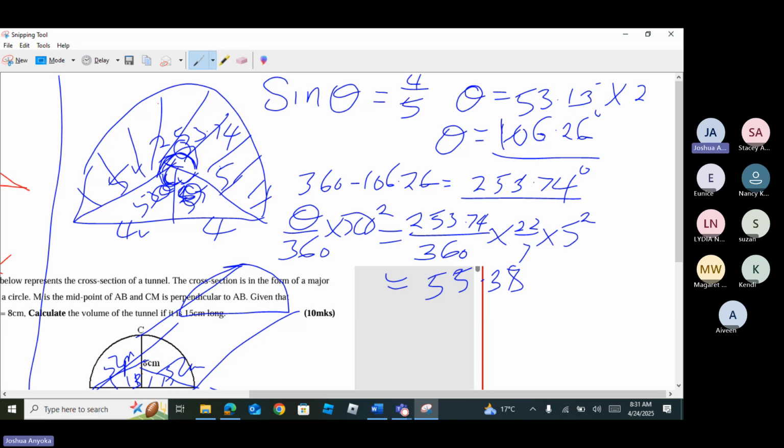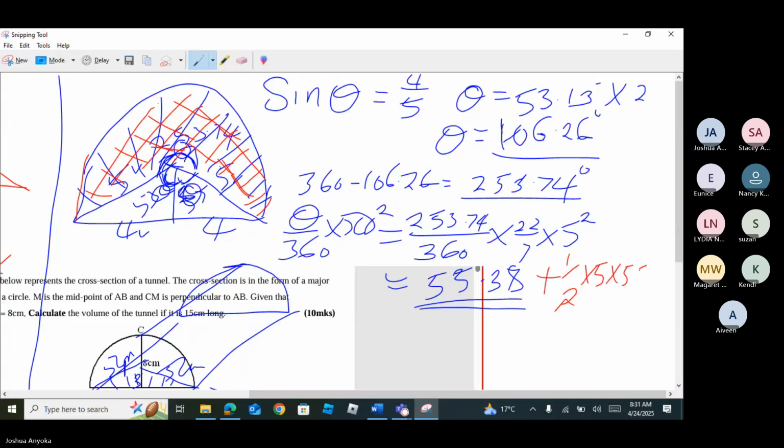So this is the area of the sector, the one I've given another shading. But we now want the area of the whole segment. So we need to add the area of the triangle. The area of the triangle is half AB sine theta, times 5 times 5 sine 106.26.